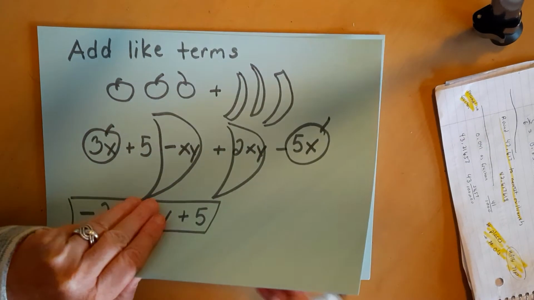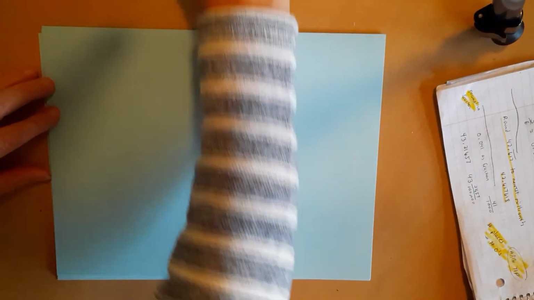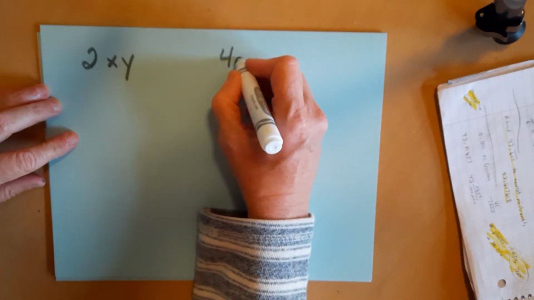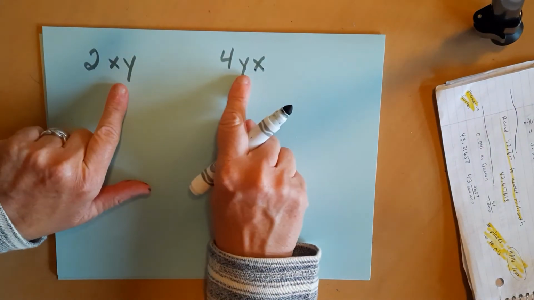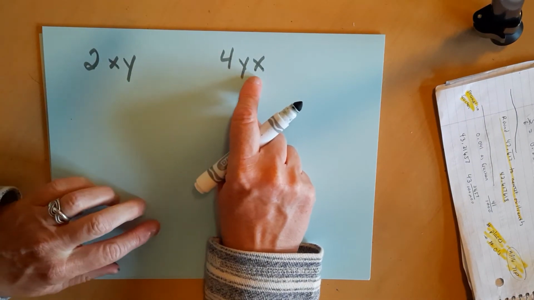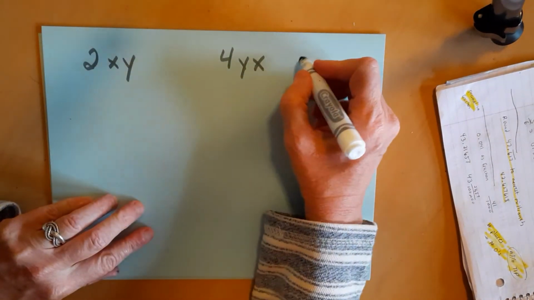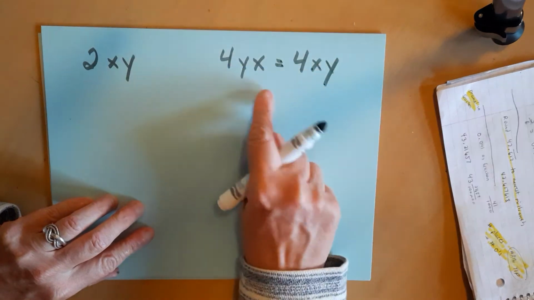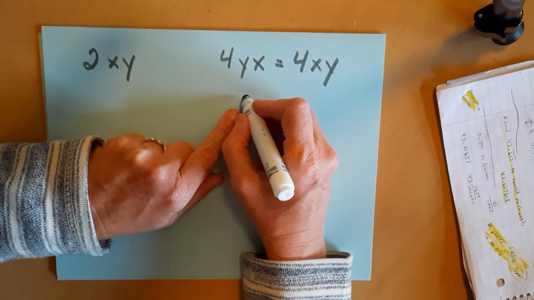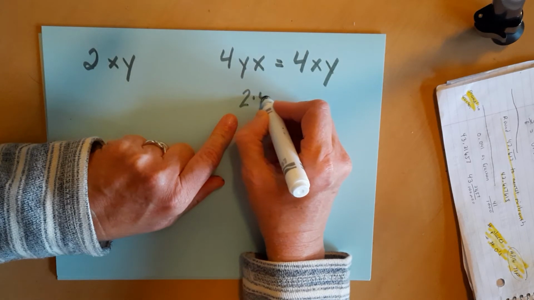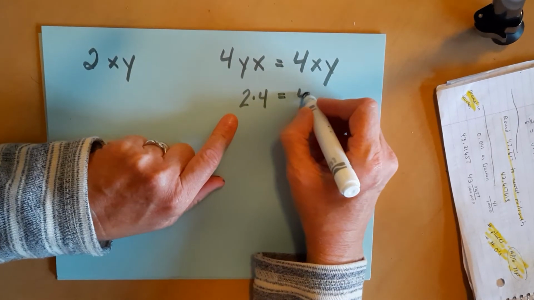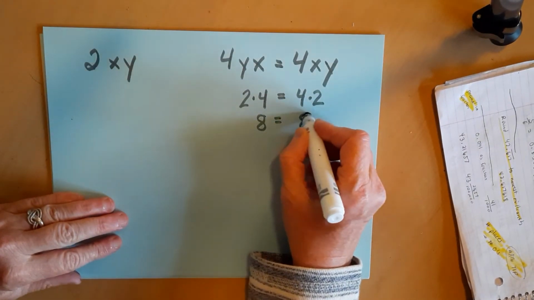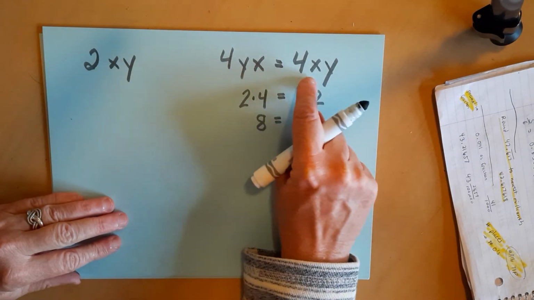And I wanted to make sure that you knew that if you have a 2xy in a problem, and later on, let's say you have a 4yx, you can change these 2 letters around to make it look like this one. You can change 4yx into 4xy. Those things are equal. And the reason why you know that is, very similarly, if this was 2 times 4, that is the same as 4 times 2. It doesn't matter which order you multiply them in, they both equal 8. And for that reason, 4yx equals 4xy.